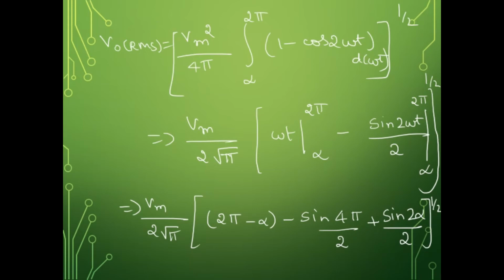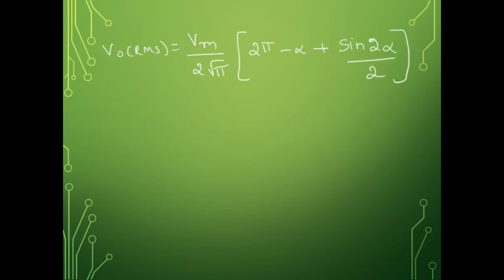So sine 4 pi, this term is 0, right? So we can write this as V naught RMS is equal to Vm by 2 root pi into 2 pi minus alpha plus sine 2 alpha by 2, this whole thing within the root. Okay, so this is the expression for the RMS value of the output voltage in the case of phase control technique.